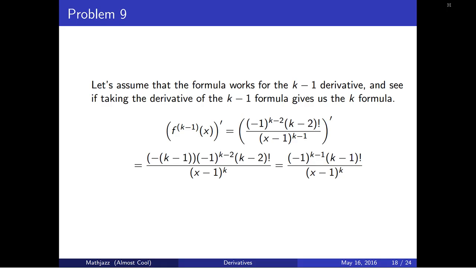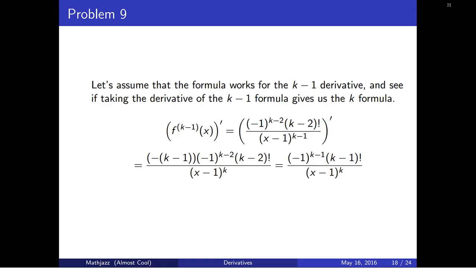So, let's see. Well, if it works, that means that if we take the derivative of the formula, we should get the formula with one more number plugged into it. So what I mean by that is, for example, if it works for 3, and we take the derivative of the formula, and what we get is the derivative of 4, then we know the formula works. So we're going to do that. We have the k minus 1 derivative here, and we're taking the derivative of it. That's the first line.